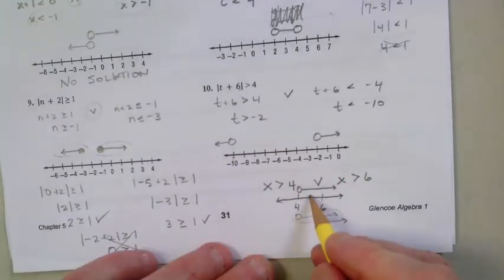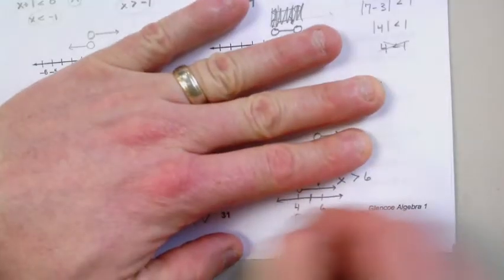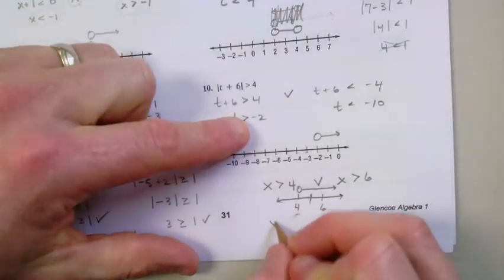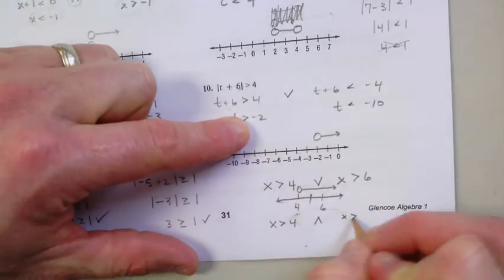So is 5 a possible answer here? And the answer is yes. I could answer my problem with the answer of 5. All right, now, what if I were to change that? Both of those are the same direction again. I'll use x is greater than 4 and x is greater than 6.